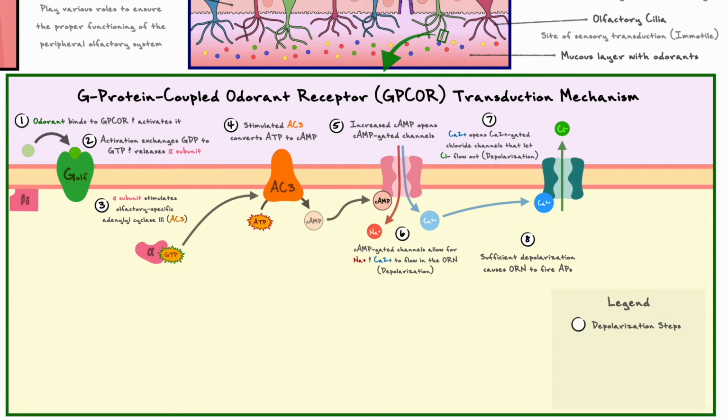The steps circled in white, from 1 to 8, are generally considered to be the steps that lead to a depolarization and an eventual action potential, but there is much more to consider about this pathway. Namely, we also have to consider the steps of the pathway that lead to the recovery from the depolarization and the adaptation to the signal.